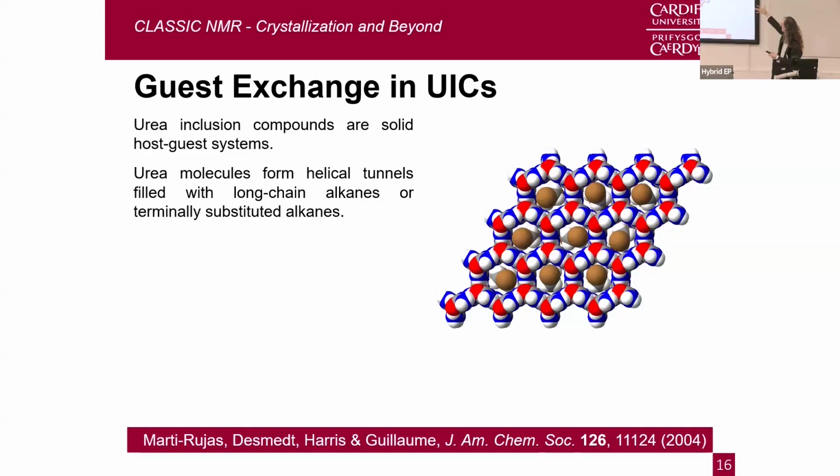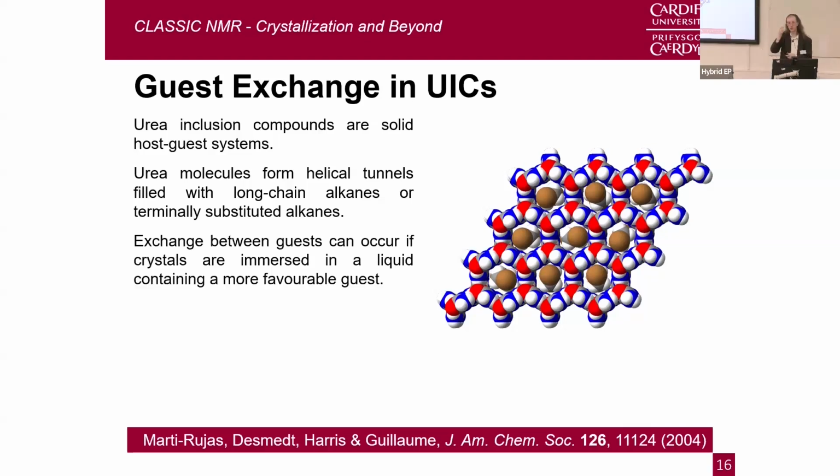But because the faces of these crystals are open, it's possible for guests to move in and out of the tunnels. And so if you have a guest which is more favorable as a liquid outside of your crystal, then that can replace the guest that's inside the crystal. And so we could go, in this case, from a dibromo compound to a pure alkane. And if the alkane is longer, then there's a good chance that it will be more favorable and will replace the shorter guest.